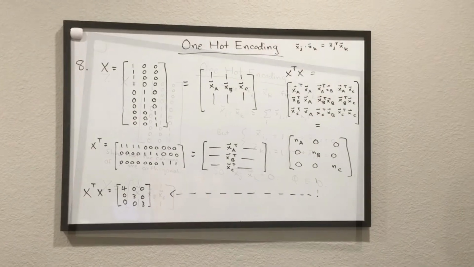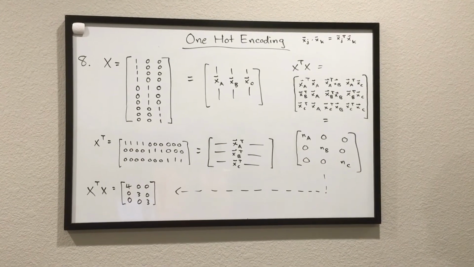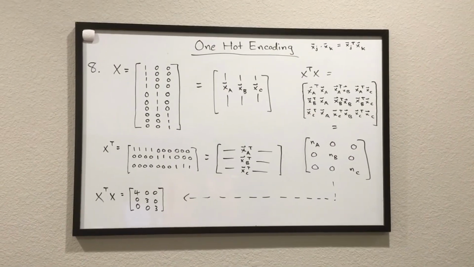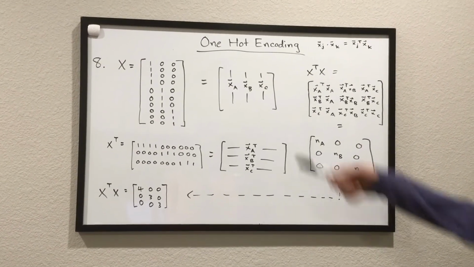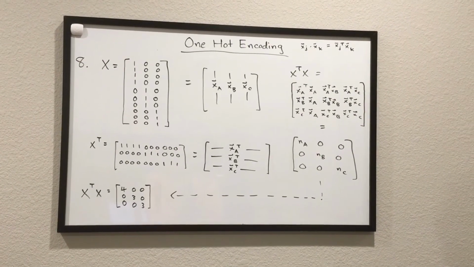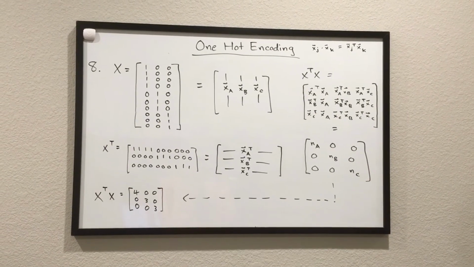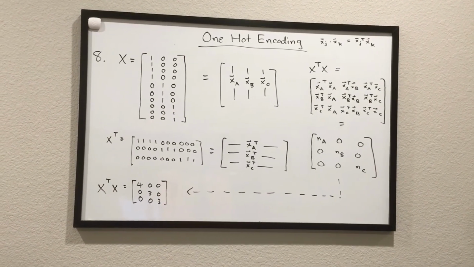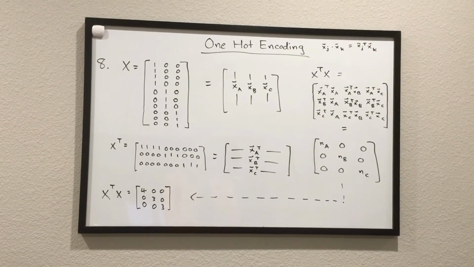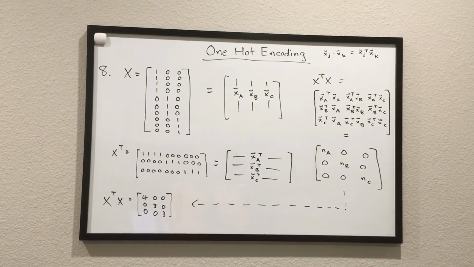Okay, let's do problem 8 on the discussion worksheet. Here I've copied over the design matrix X again, and as we know, we can write it in this form with the column vectors x sub A, x sub B, and x sub C. I've also taken the transpose of the matrix, and that can be written in this way where, again, I just take the column vectors and turn them into row vectors. What happens when I take the matrix product of X transpose and X?